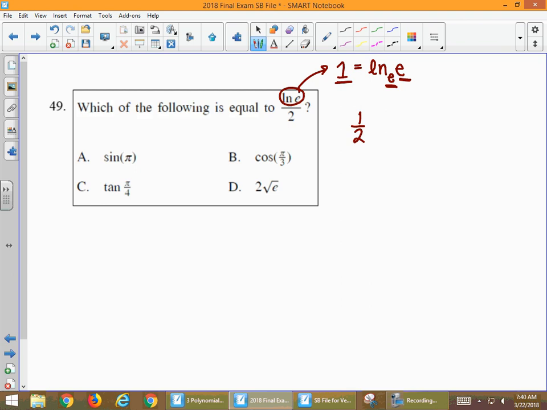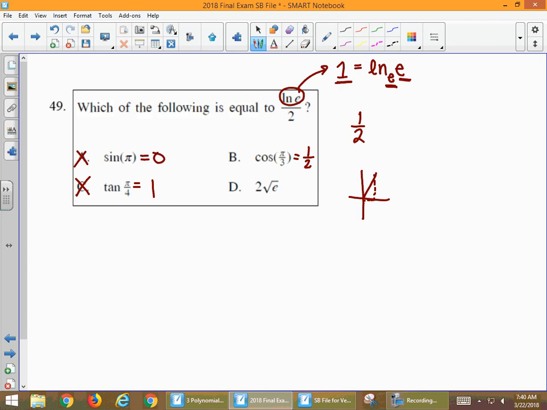Well, sine of pi is 0, so that can't be right. Tangent of pi over 4 is 1, so that can't be right. This guy is kind of 5 little problems at once. You have to figure out what ln of e over 2 is, and then you have to figure out what the little guy is reduced to. Cosine of pi over 3, well, that's our big angle in the first quadrant, so we're going over a little and up a lot. Cosine of pi over 3 is 1/2.